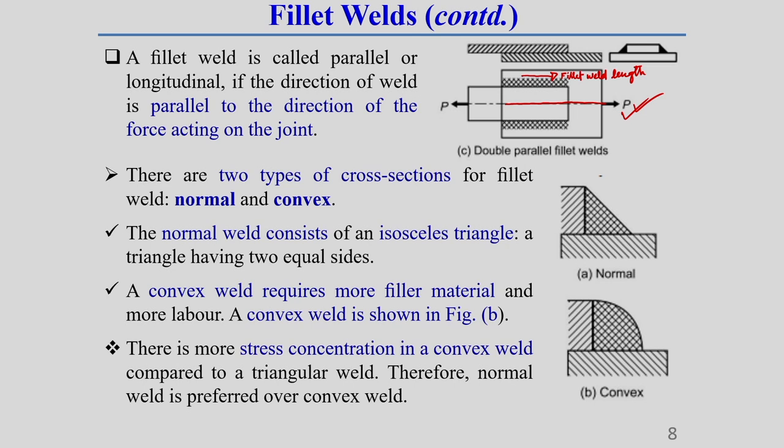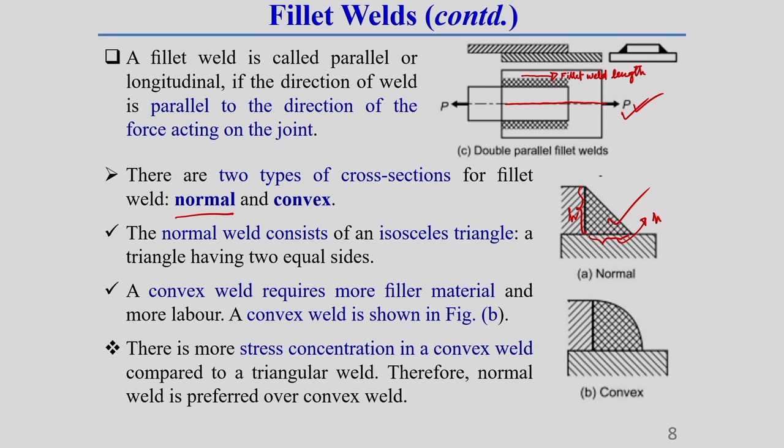There are generally two different types of cross section of plate weld we can get. One is called the normal plate cross section. This normal plate cross section is generally an isosceles triangle. This triangle has two sides with equal length. You should keep this in mind. Whatever the side length is in the horizontal direction, in the vertical direction also the side length is the same. So this is an isosceles right angle triangle.